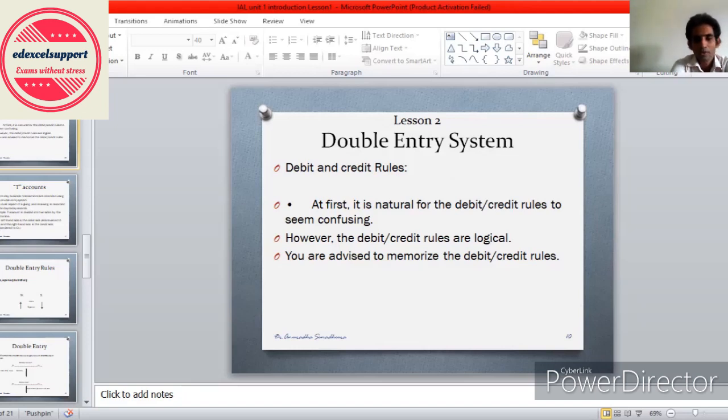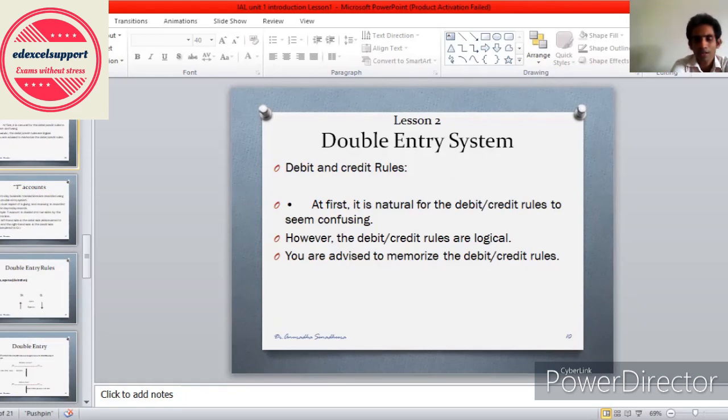Before we talk about that, I want to tell you students something. At the beginning, when you are starting accounting, it can be confusing for you, but it's not difficult. With time, it will be okay. In addition to that, there are two methods I will introduce to you. One is a logical method to understand the double entry system. The other is learning by heart, through which you can also get an idea.